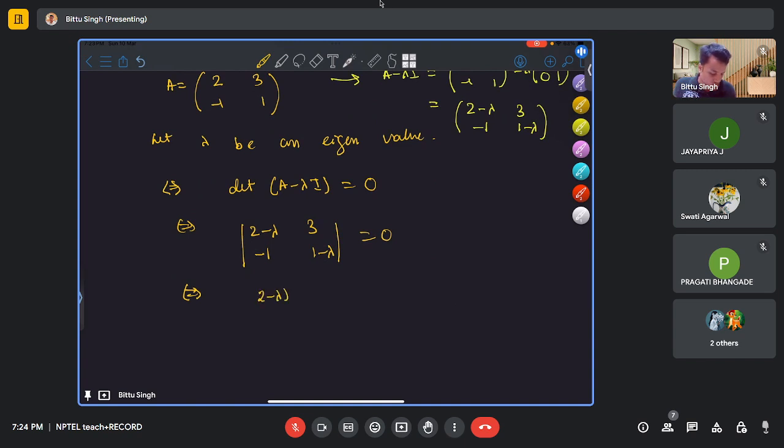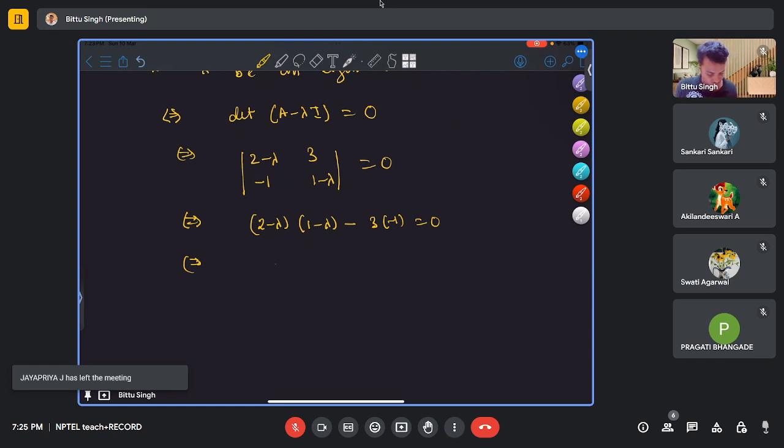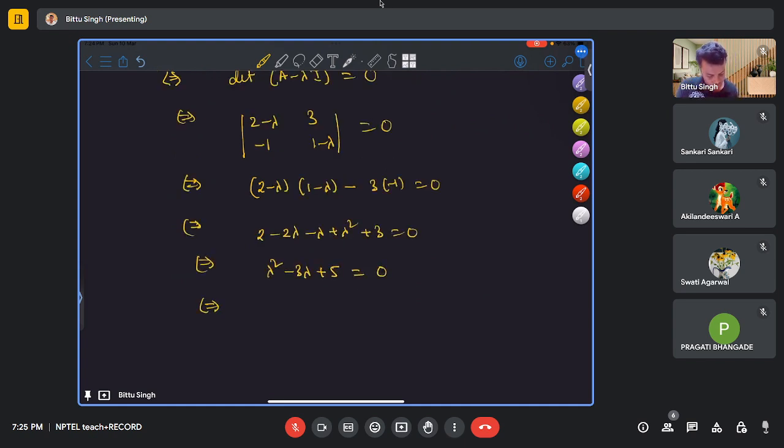And this is the same as (2 minus lambda) times (1 minus lambda) minus 3 times minus 1 equal to 0. Now let us do some multiplication. It will be 2 minus 2 lambda minus lambda plus lambda squared plus 3, and this is the same as 0. If and only if lambda squared minus 3 lambda plus 5 is 0. So what will be the solutions?